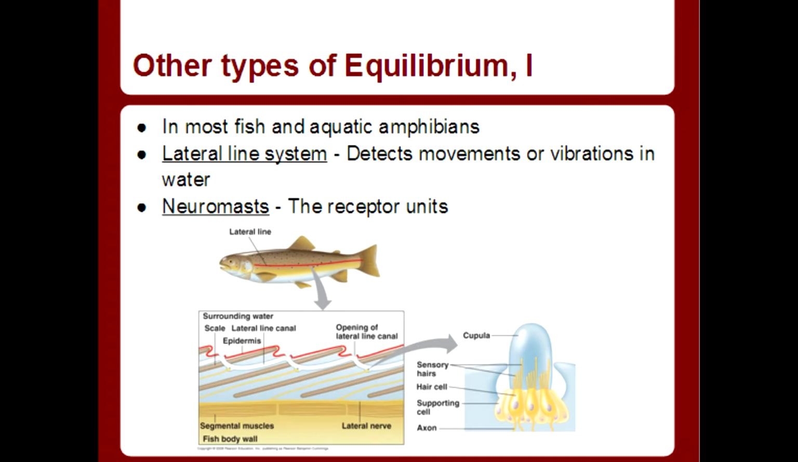In the lateral line system in aquatic amphibians and fish, the water moves through the body of the fish and hits the neuromasts, which are basically the cupula, and they also contain the hair cells. So when the water moves past them, the hair cells generate an action potential to the brain.